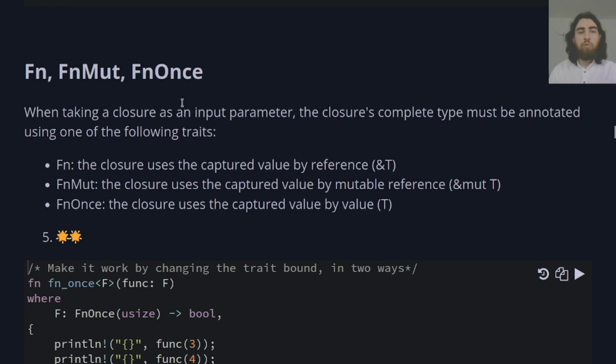So let's see Fn, FnMut, FnOnce. When taking a closure as an input parameter, the closure's complete type must be annotated using one of the following traits. Fn: the closure uses the captured value by reference. FnMut: the closure uses the captured value by mutable reference. FnOnce: the closure uses the captured value by value, basically taking ownership.